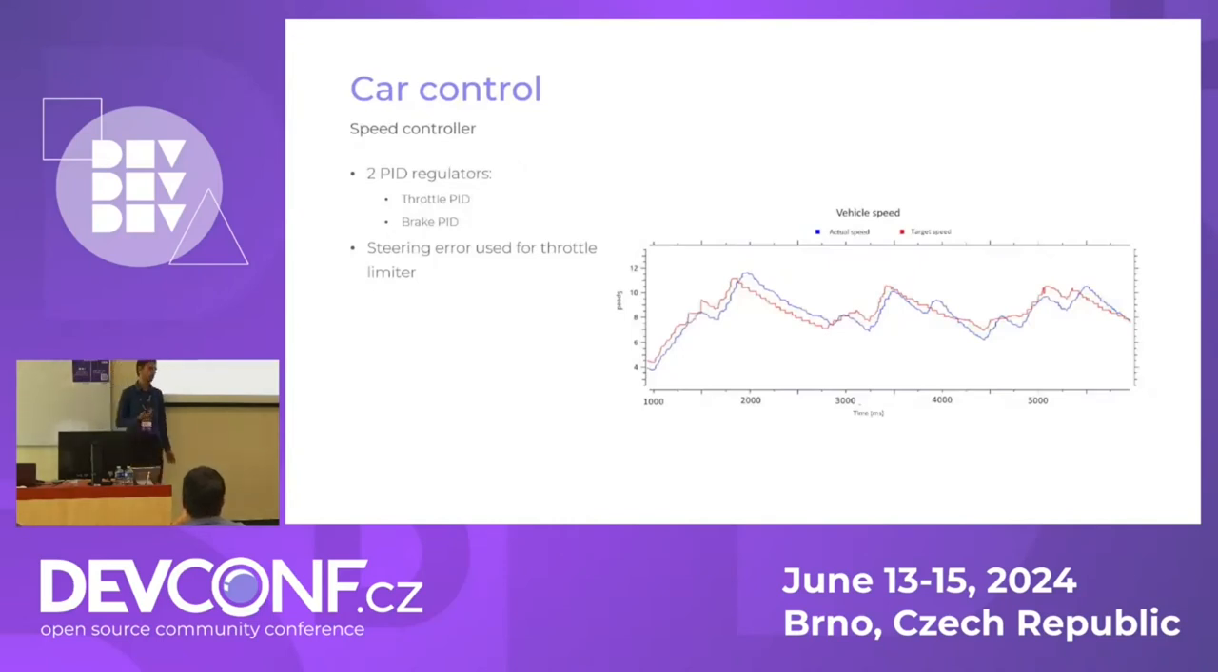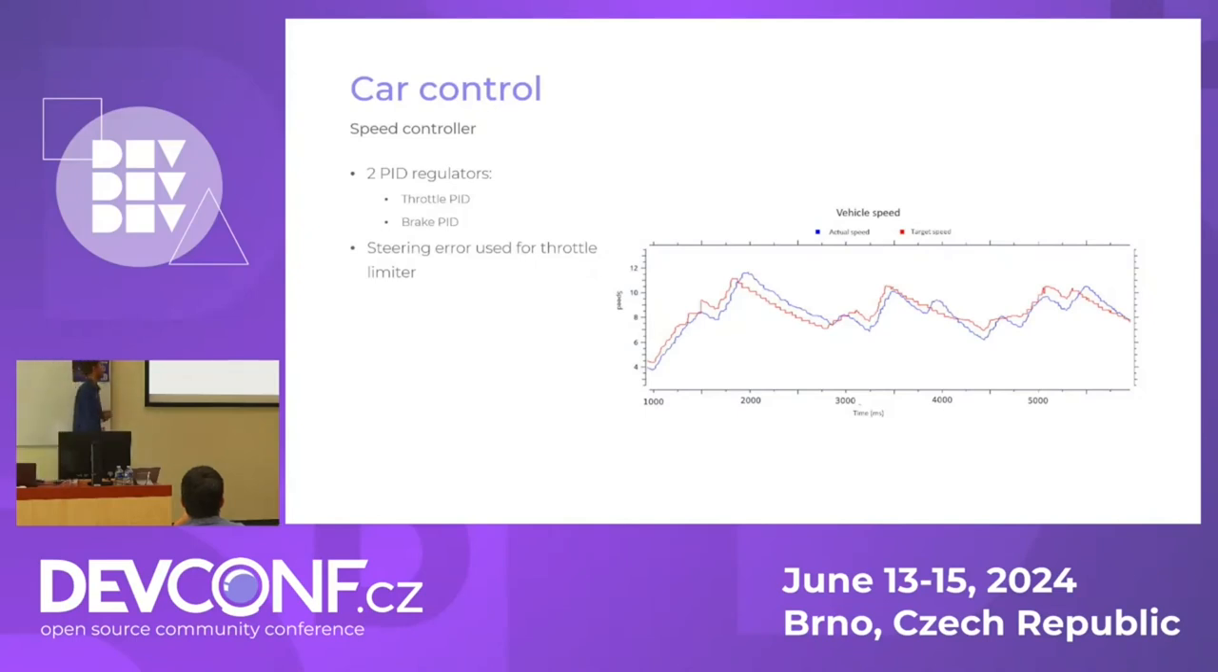For the speed controller, we use two PIDs, one for throttle and one for brake. The main purpose is to maintain the desired speed. As you can see on this graph, the red is the target speed which we calculated from path planning, and the blue is the actual speed that the vehicle achieved. When the desired speed is higher than the actual speed, we use the throttle PID to control the acceleration, and in front of the corners the brake PID for braking.